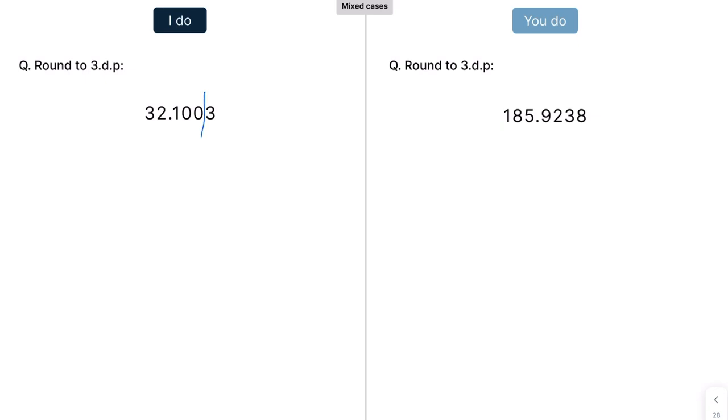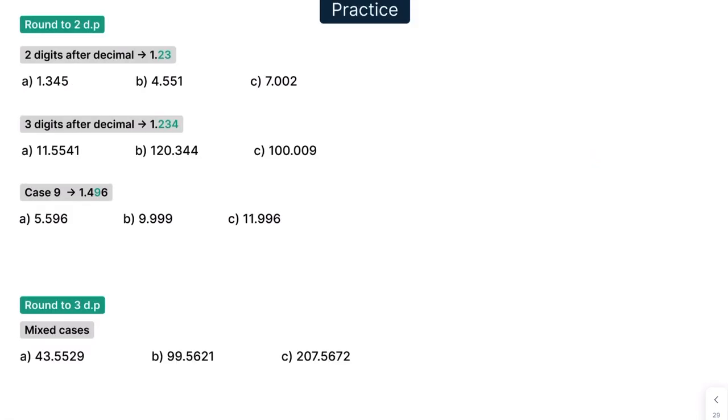So to 3 decimal places with this one, the decider is a 3, so we leave the answer as that, no need for rounding. So in this case, the decider is an 8, so we're going to round this 3 up to a 4. So that is 185.924. So press pause and have a go at these practice questions. When you're ready, press play for the answers.